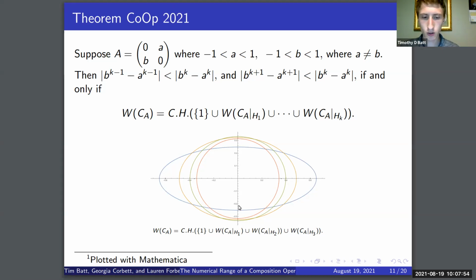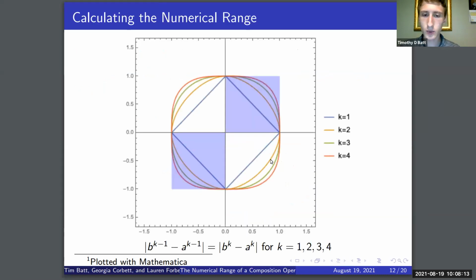Thus, the numerical range of this composition operator shown in the picture is going to be the convex hull of the union of the point 1 with the numerical range of our composition operator restricted to H1, 2, and 3. This red ellipse here is redundant.